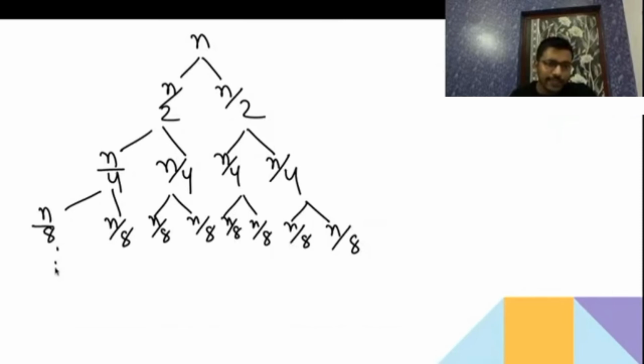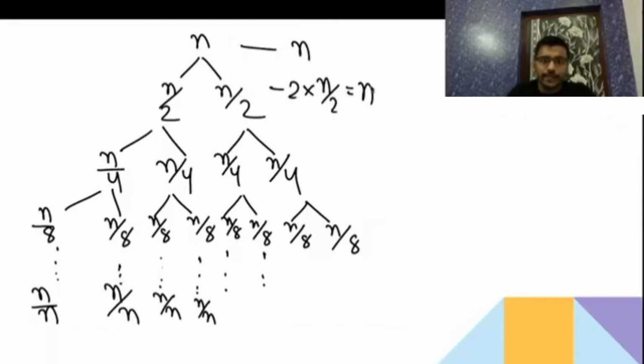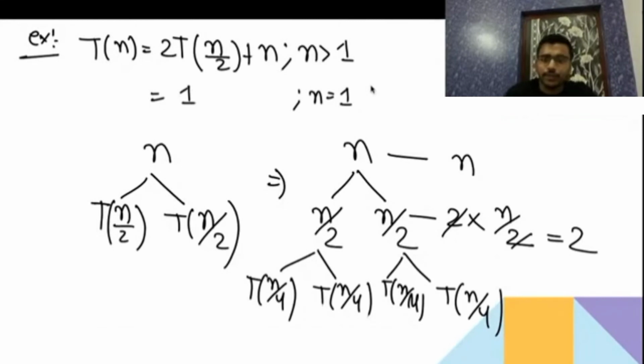So it will go till n by n. When T is going to be 1, like this it is going to be n by n. You are going to get n by n, like this it will go. So here you are doing how much amount of work? n. Here you are doing 2 into n by 2. You are getting n amount of work. Oh sorry, it should be n. Okay, got it, just a typing mistake.